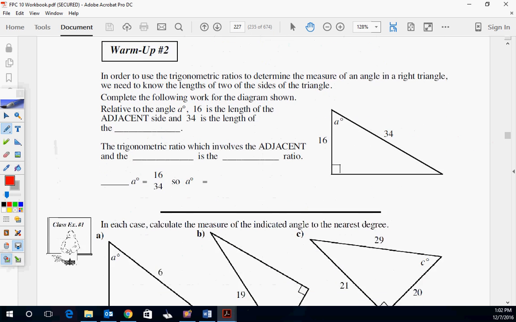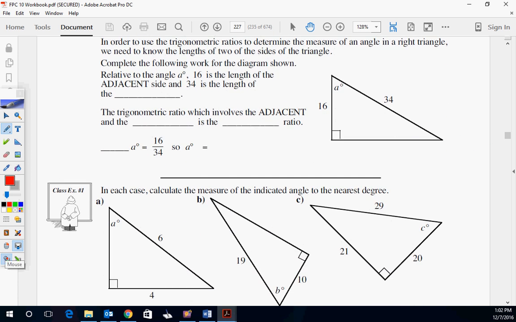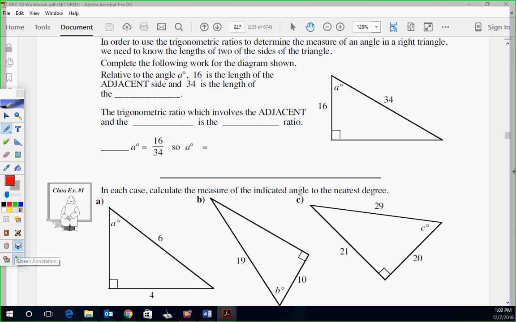All right, so here, the second one. In order to use the trigonometry ratio to determine the measure of an angle in a right triangle, we need to know the lengths of the sides of the triangle. Complete the following work for the diagram shown relative to angle A. Okay, adjacent side, and 34 is the hypotenuse.